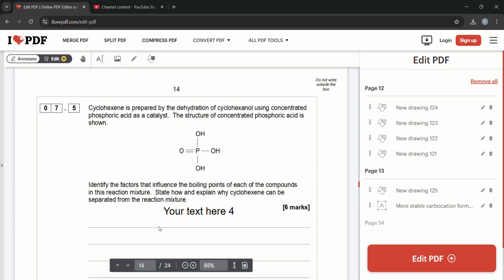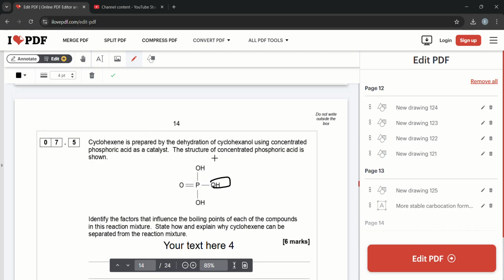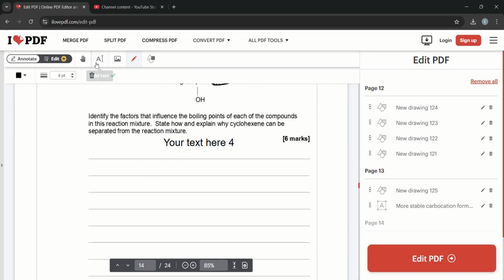So we've got phosphoric acid, which has hydrogen bonds. We can clearly see it has hydrogen bonds. So the cyclohexanol and the cyclohexene. Well, cyclohexene has van der Waals forces. Cyclohexanol will have dipole forces. Cyclohexanol is going to have hydrogen bonds as well.